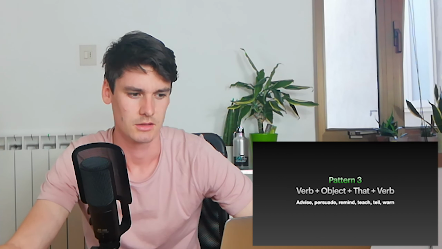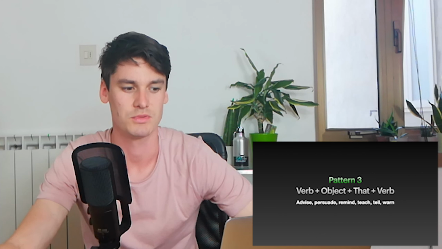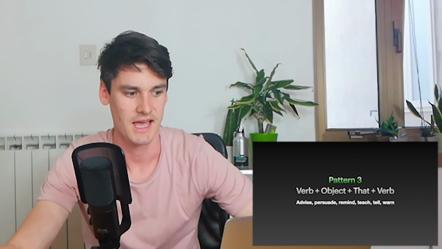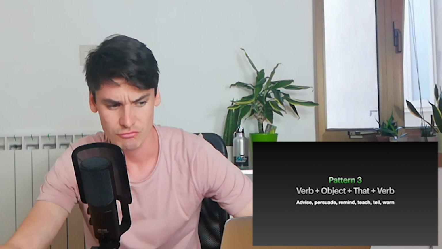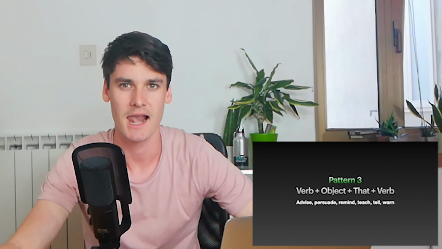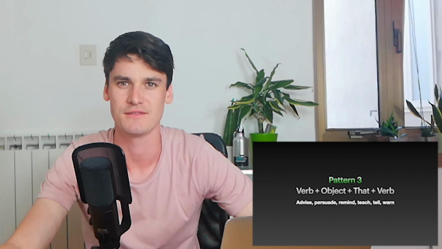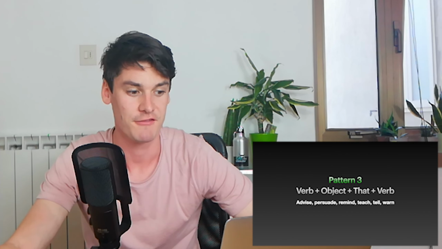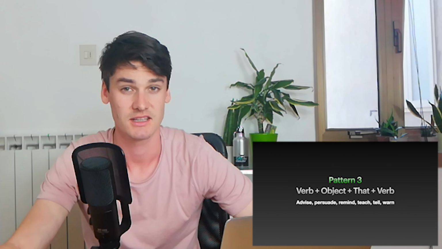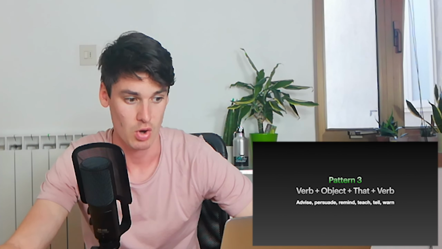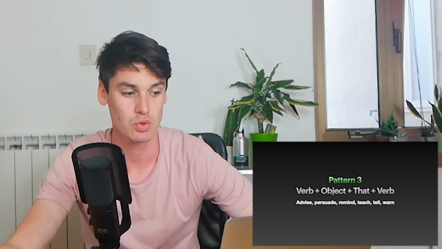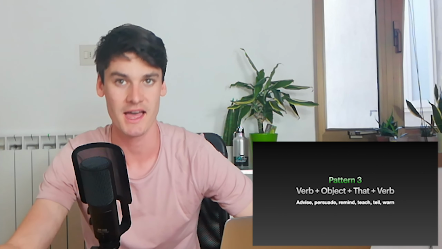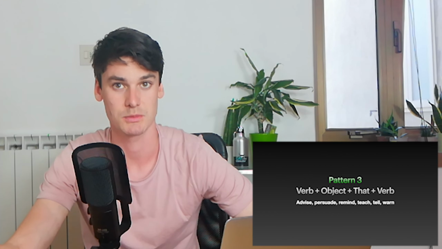Now the third pattern, we can use verb plus object plus that plus verb. And these are the verbs we can use this. Advise, persuade, remind, teach, tell, warn. I'm going to use the verb teach. I taught my friend that it is wrong to smoke. Okay, so I taught my friend, I taught is the verb, my friend is the object. I taught my friend that it is wrong to smoke.